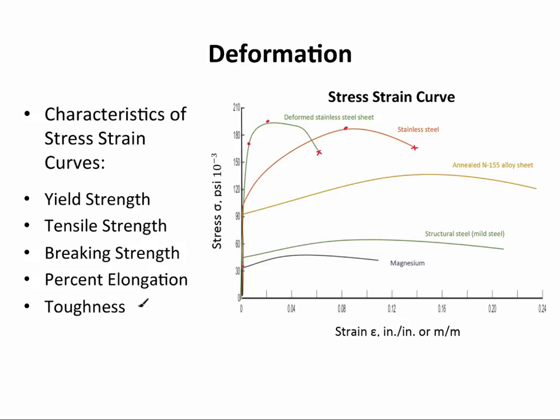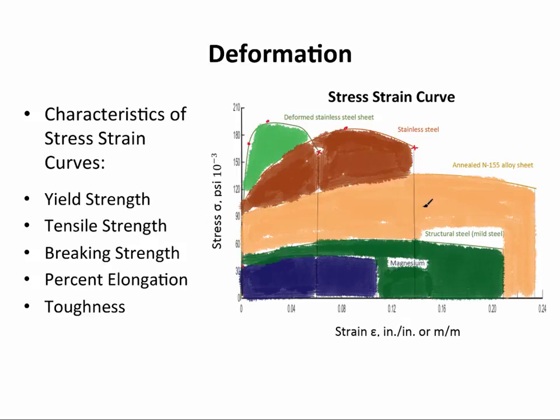The final property you can see from a stress strain curve is toughness. Toughness is the area underneath the curve. You can see I filled that in for each of the metals here. And the annealed nickel alloy sheet has the largest area underneath the curve, which means it has the highest toughness, followed pretty closely by stainless steel. The annealed nickel alloy sheet had a high toughness because it had both a high strength and a high percent elongation. So those are some of the properties of materials that you can read from a stress strain curve.